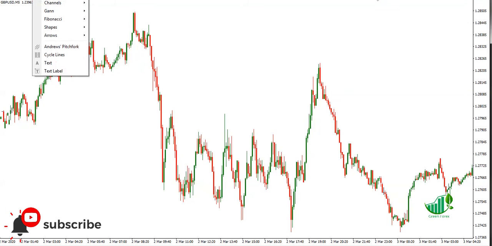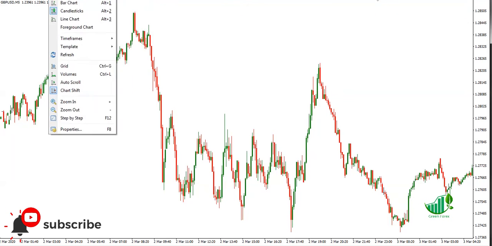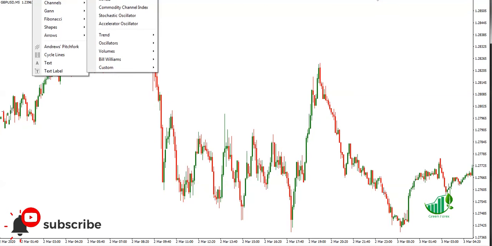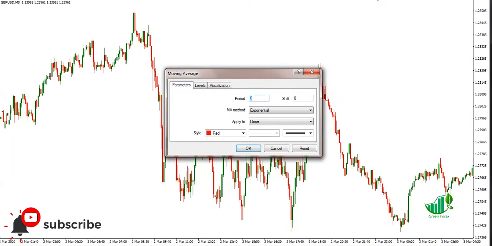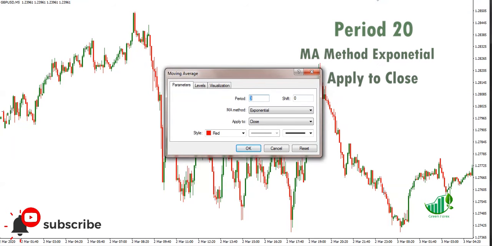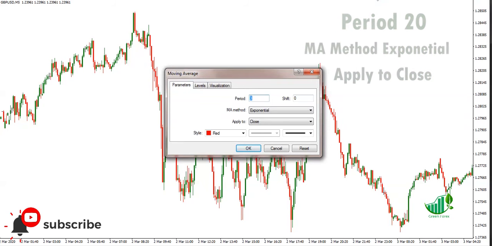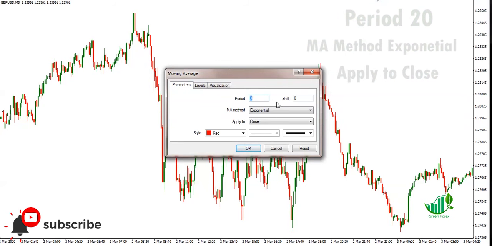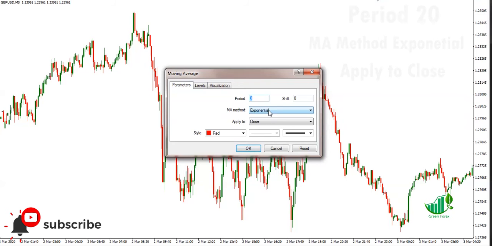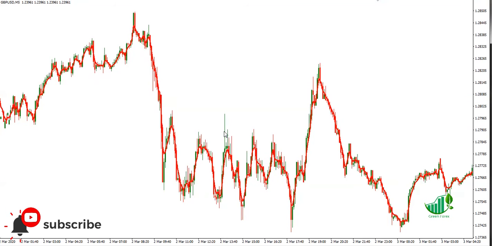What will you do? You will move to Insert and then Indicators. This one, Moving Average. First, moving average. The period will be 3, exponential, and close. When you click on that, this is the first indicator.